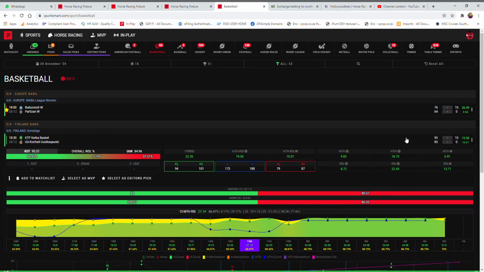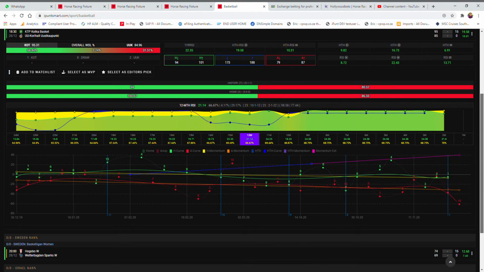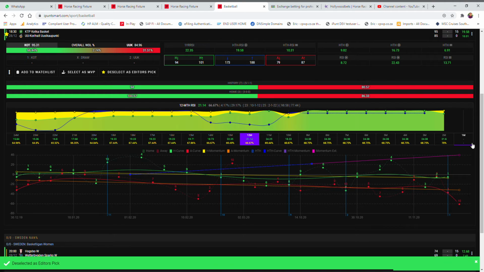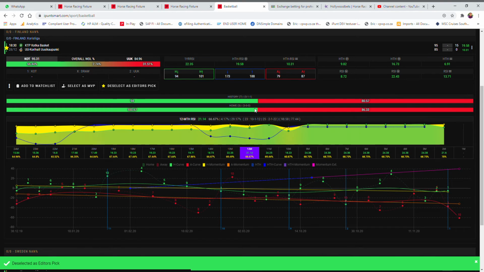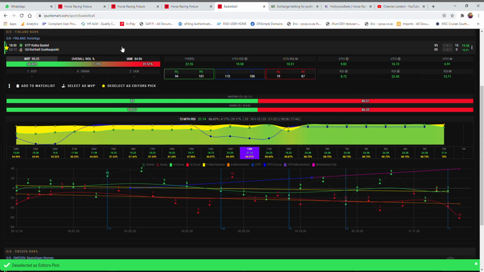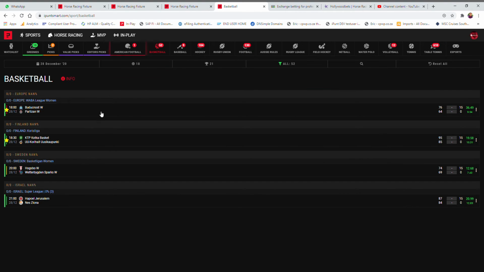Let's look at the next one. This looks pretty decent. The head-to-head, the home team being positive. The green bar is staying above the red bar on the momentum side here, and history looking good. Percentage at 66%. So that is another editor's pick in Finland, KTP Kotka versus Kurihait. Don't even want to pronounce that.